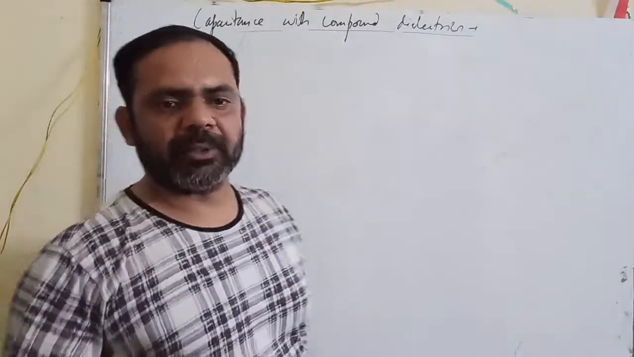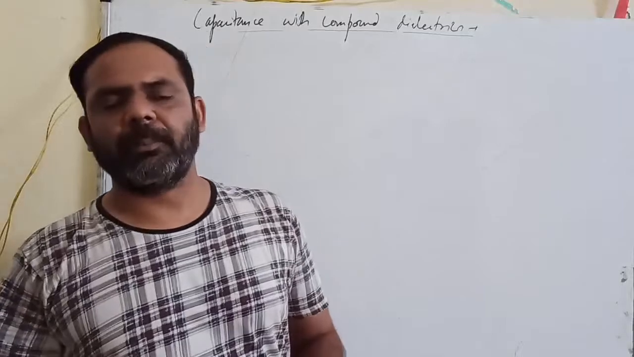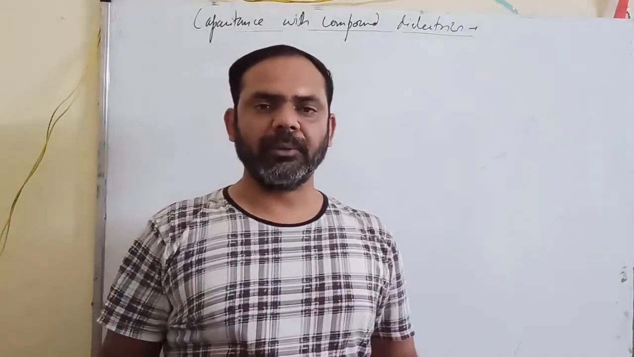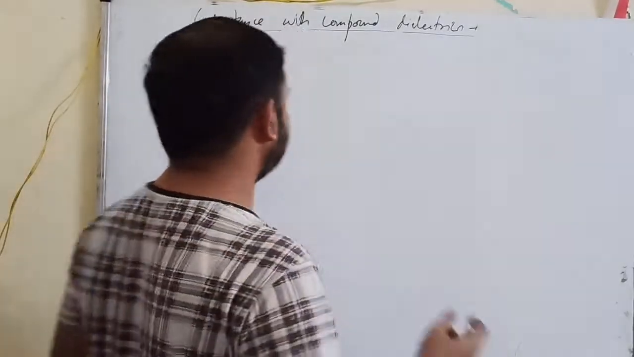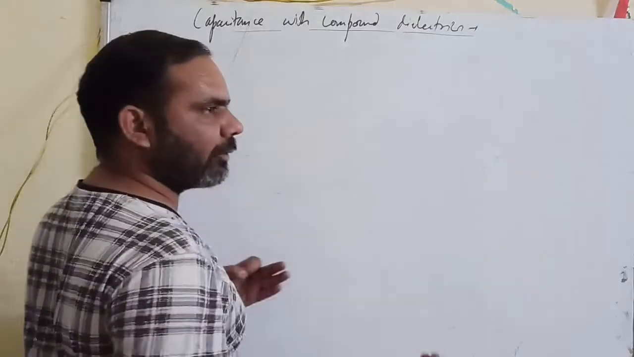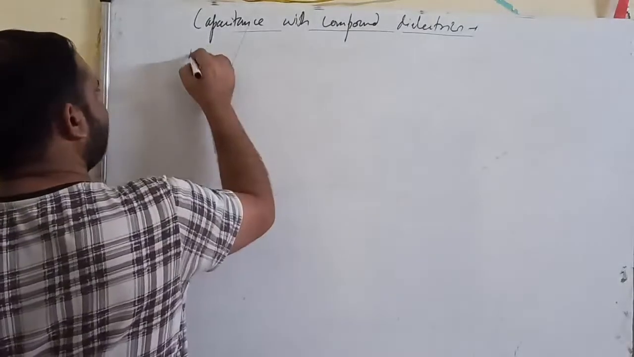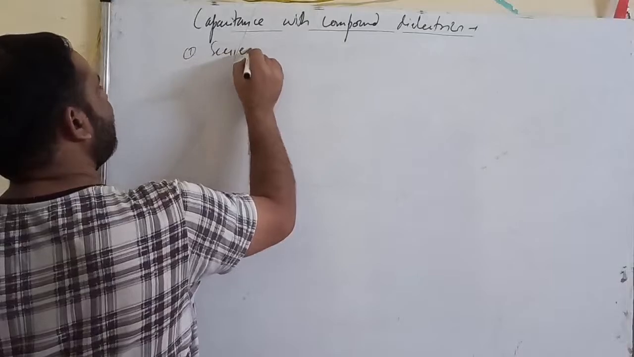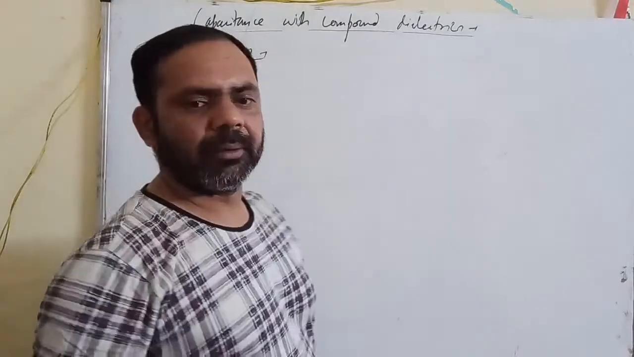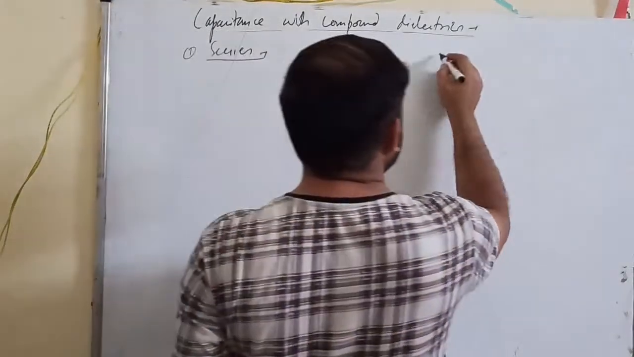Now next is capacitance of a parallel plate capacitor with compound dielectrics, and we can have the combination of dielectrics in two different ways. First is series combination of the dielectrics. Series combination is like this.